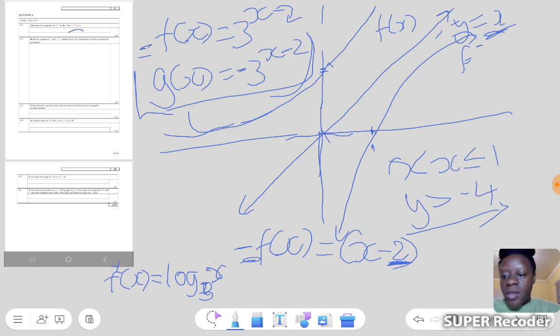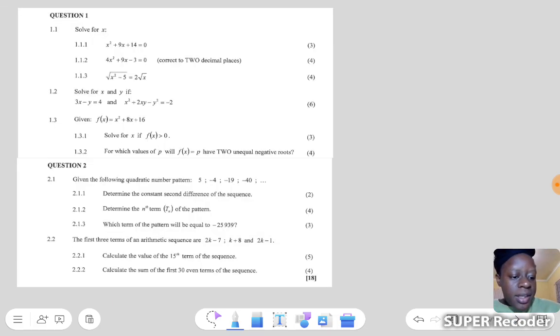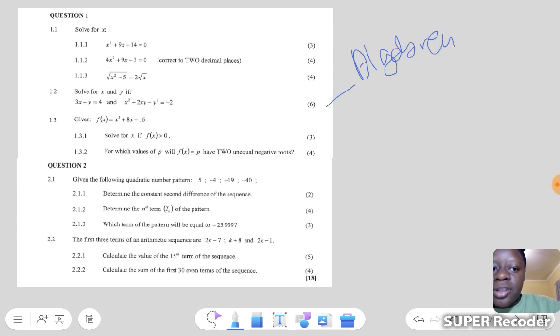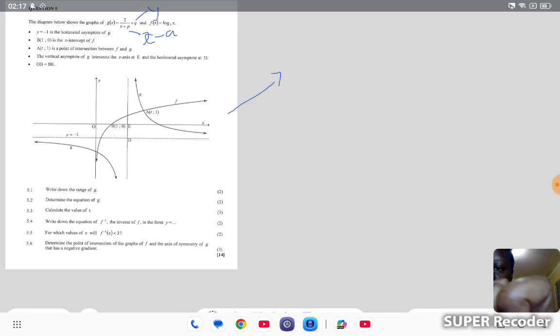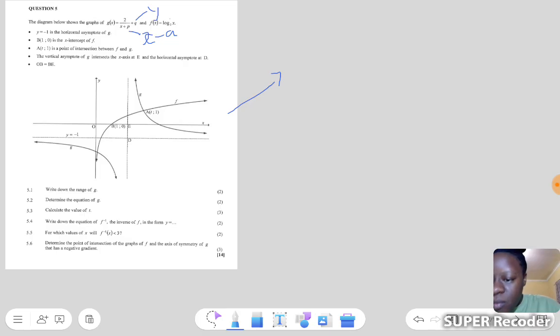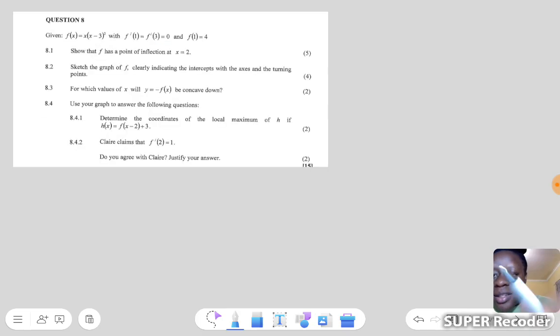So for your exercise, I have constructed question 1 that will be dealing with algebra. Then this one is patterns, and here we have our hyperbola, being that here it's the x asymptote and y asymptote, and this is our inverse function.